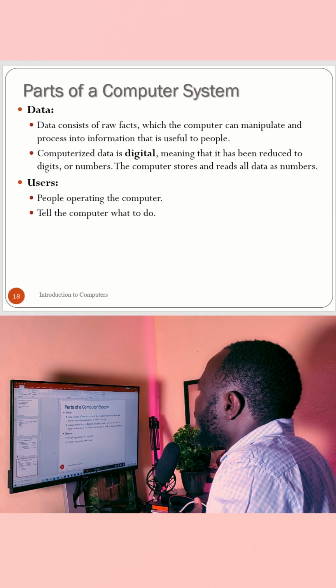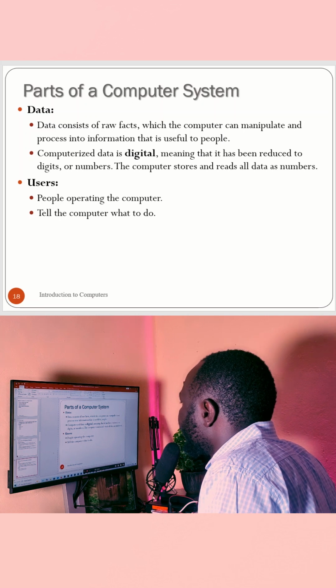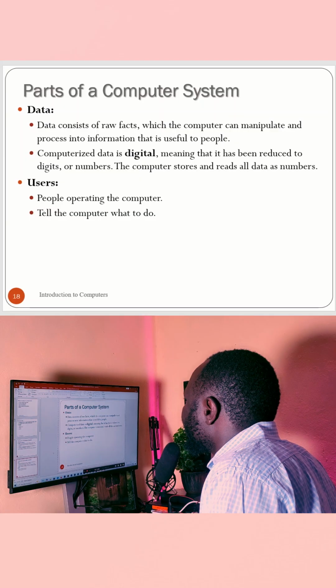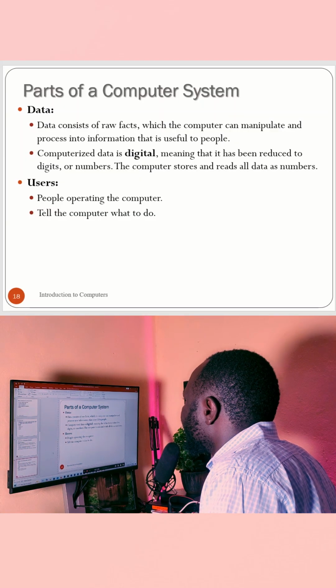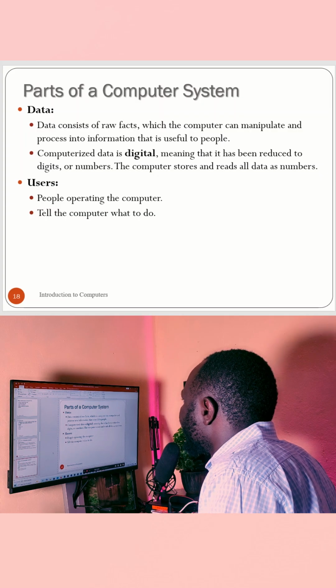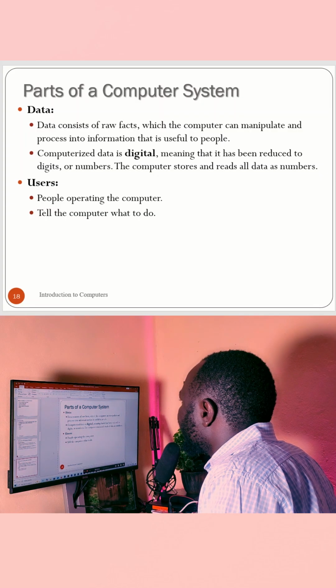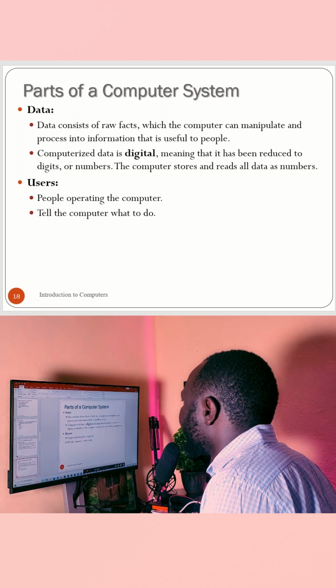Then we also have what you call the data or data, depending on which primary school you went to. Data consists of raw facts which the computer can manipulate and process into information that is useful to people. And I told you earlier, you can still define it as sets of instructions. You can define data as a collection of raw facts. I have no problem with that definition. It may be simple, but it's still clear.